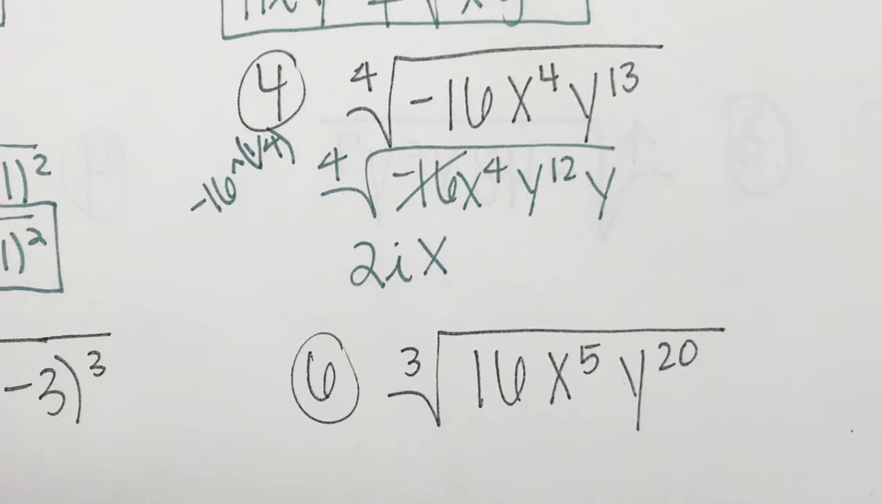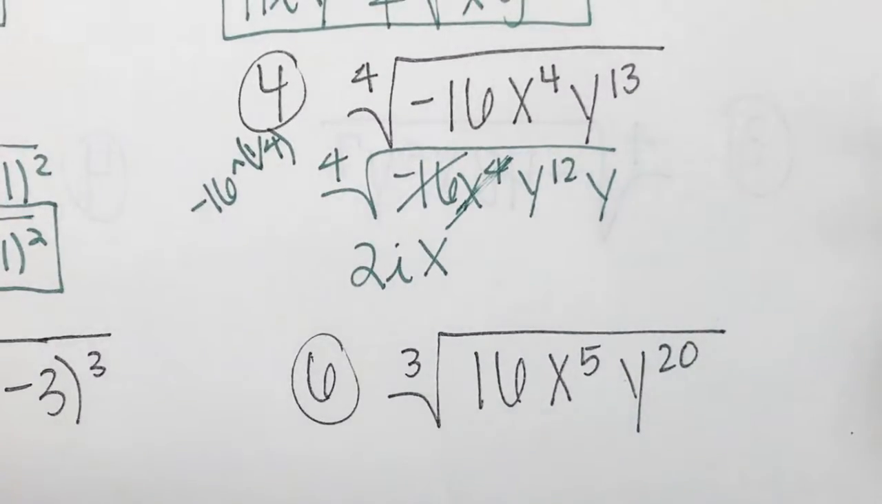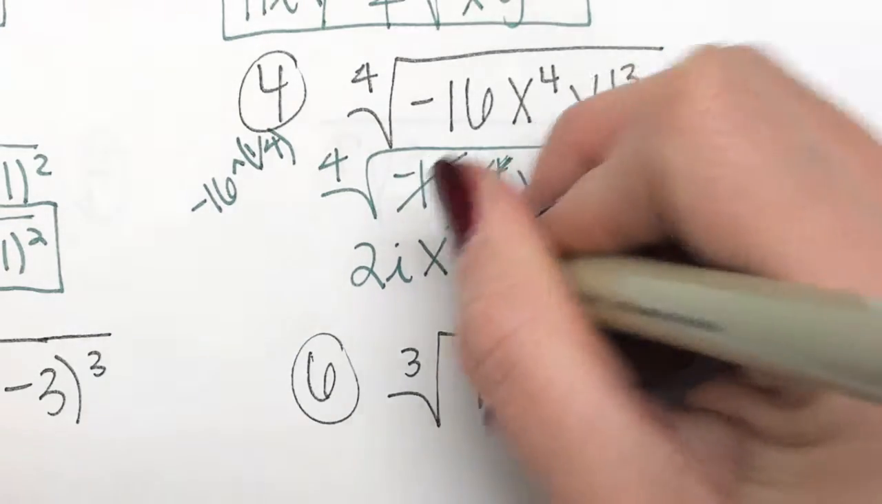Even. The even power. Good. Even and the negative makes an i. Everybody good with that part? Alright, so Catherine said x to the first. That's good. Alright, what else goes on the outside, Madison? y to the 3rd. Very good.